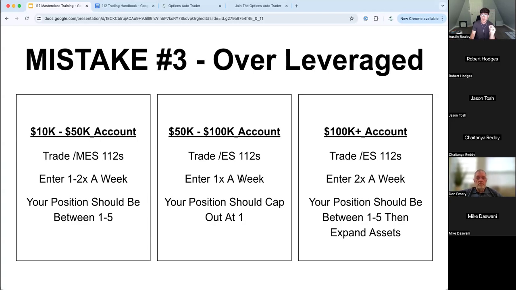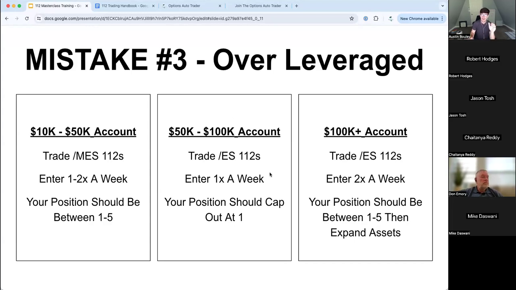Next, if you have a $50,000 to $100,000 account, you're trading on ES, so ES 112s. You're entering once a week, and you should cap your positions to trading in only one size. So you're going to be 112 once a week, and you can do that with a $50,000 to $100,000 account. If you have a $100,000 account plus, this is where you start scaling. You'll trade ES. You'll trade 2 times a week. You'll do 1 to 5 on your position size, and then you'll slowly start to expand into more assets from there, like CL and GC for diversification. Now, again, if you're not over 100,000, just trade MES or ES. You don't have to worry about diversifying yet.